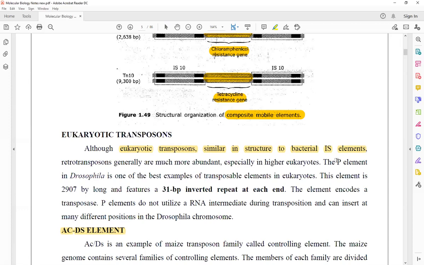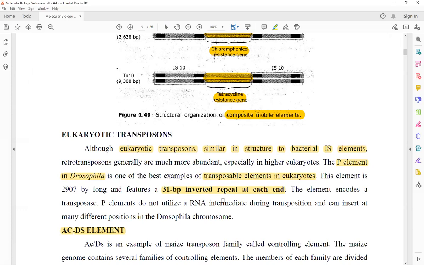The P elements of the Drosophila. The P elements in Drosophila is one of the best example of the transposable elements that occurs in the case of eukaryotes. This element is 2907 base pair long and features 31 base pair inverted repeat which is present towards their end. Now, this is the length of the transposable element, and these are the inverted repeats which are present. These inverted repeats will be the site where the restriction in the nucleus are going to act.